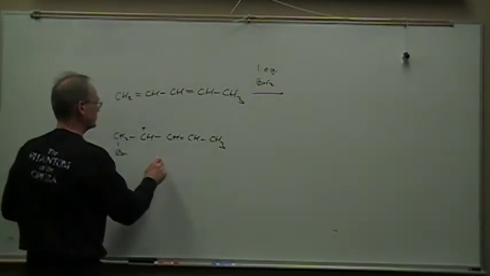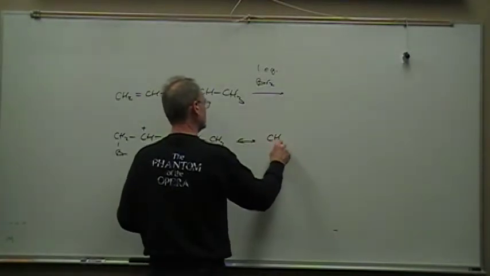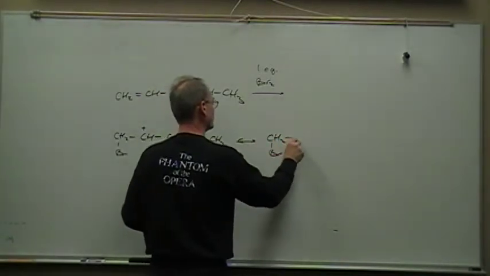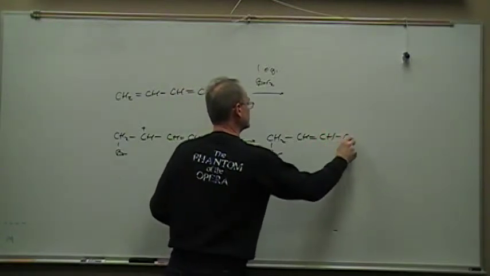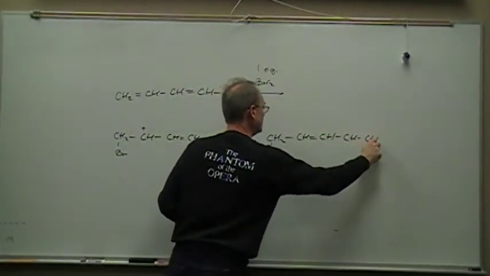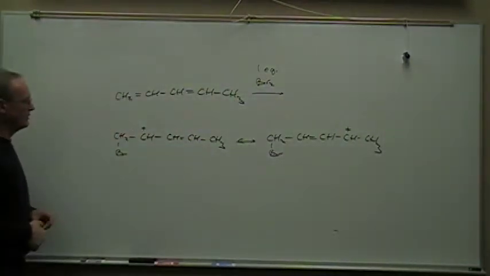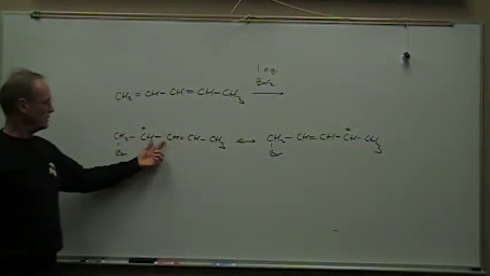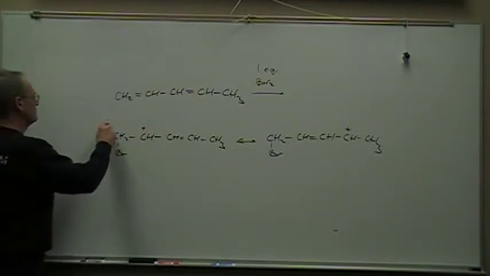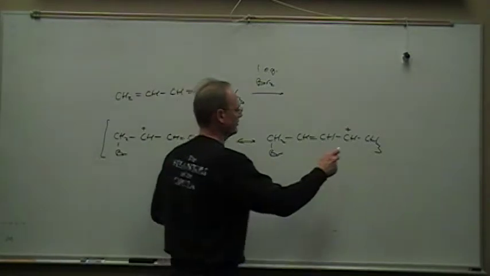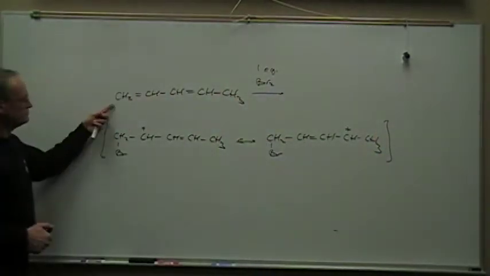And then we can draw another resonance structure for it, which we have to do if we want to take into account all the various possibilities. And the other resonance structure would involve putting the positive charge at that carbon down there. In other words, move the double bond over here and put the positive charge down there. So these are resonance structures that we would get if we added the first bromine on to the end carbon over here.